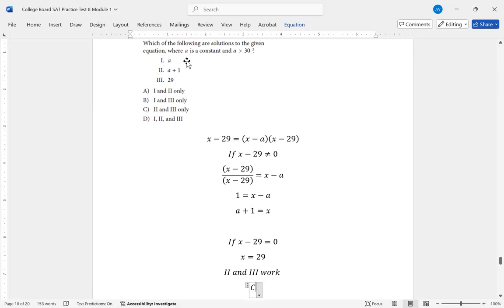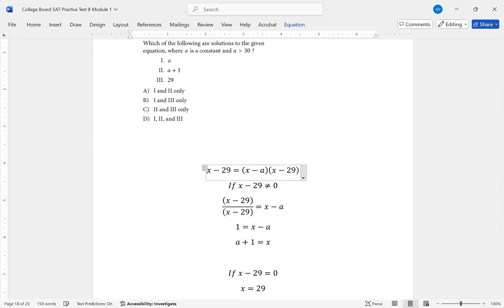By the way, if you wanted to try to plug in a, you could plug in a, and what you would get, let me just do this to be thorough. On the left, you would get a minus 29. And on the right, you'd get 0, because you'd get a minus a, which is 0, times something, a minus 29. So you get 0 times a minus 29, which is just 0. And since a is greater than 30, this left-hand side is not 0. Therefore, a does not work.